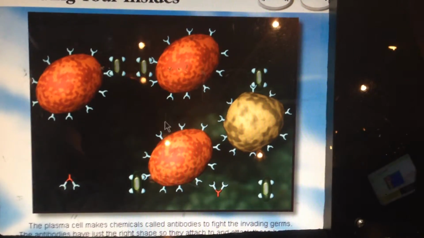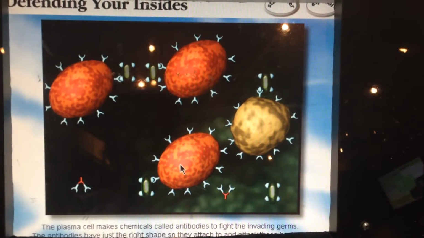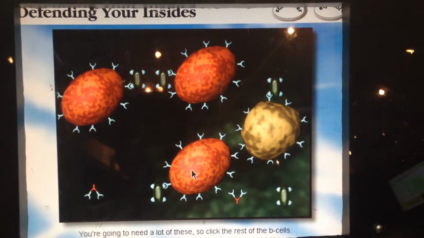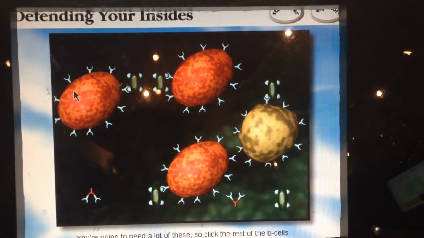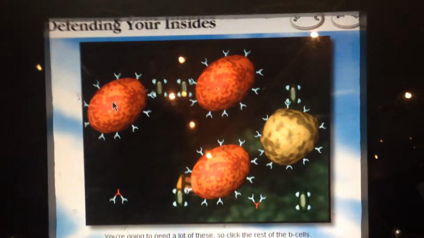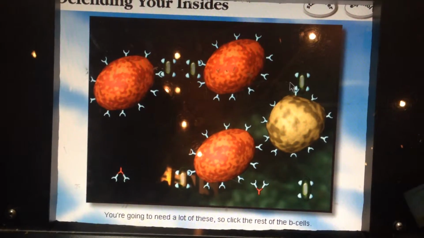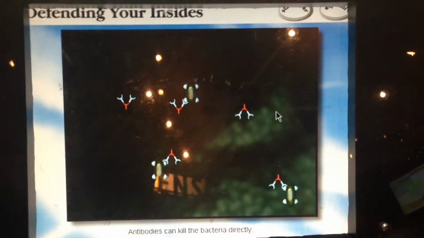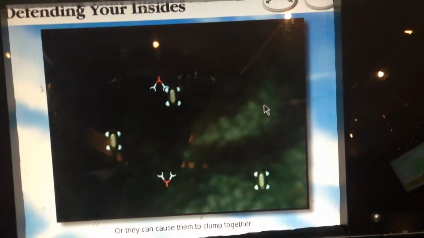The plasma cell makes chemicals called antibodies to fight the invading germs. The antibodies have just the right shape, so they attach to and attack these bacteria. You're going to need a lot of these, so click the rest of the B cells. Antibodies can kill the bacteria directly. Or they can cause them to clump together.